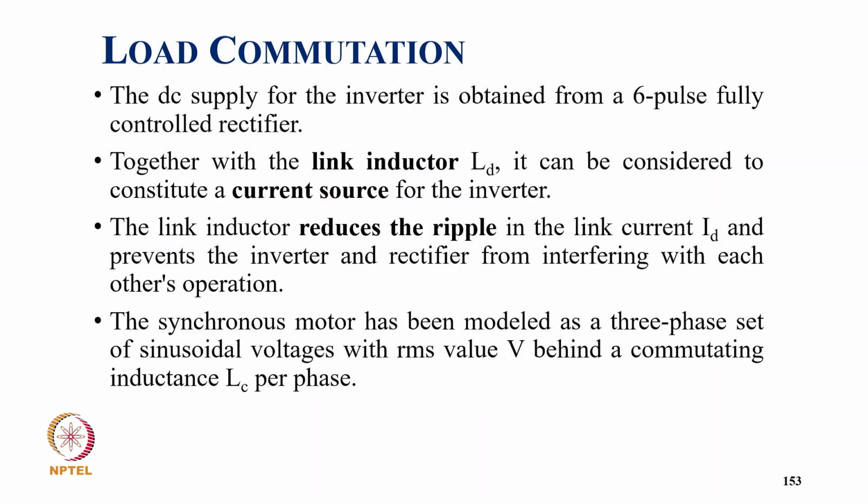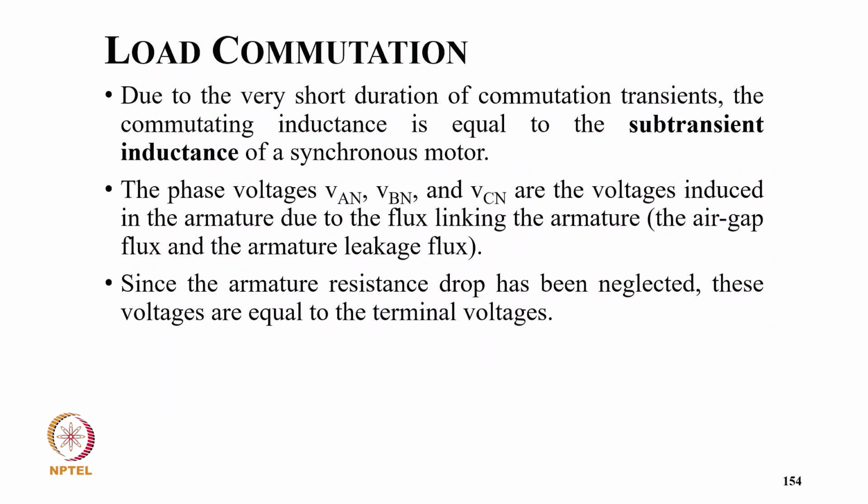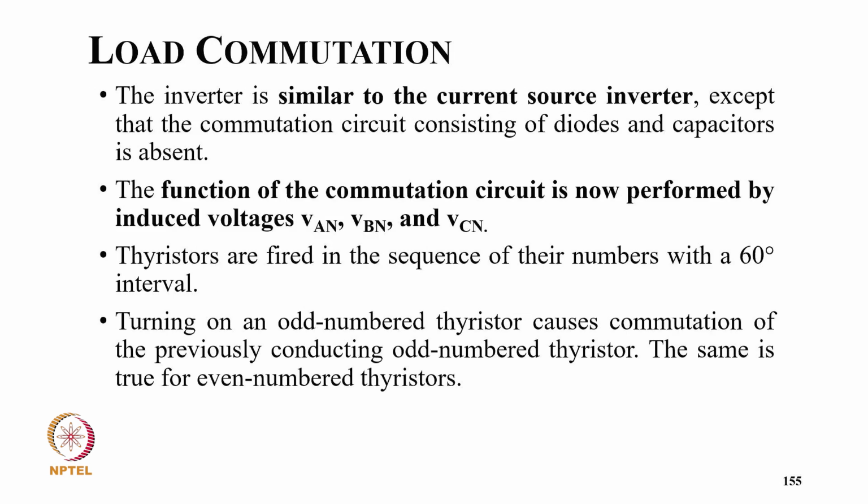The link inductor reduces the ripple in the link current Id and prevents the inverter and rectifier from interfering with each other's operation. The synchronous motor has been modeled as a three-phase set of sinusoidal voltages with RMS value V behind the commutating reactance Lc per phase. Due to the very short duration of commutation, the commutating inductance is equal to the subtransient inductance of the synchronous motor, and the phase voltages Vpn, Vcn are the voltages induced in the armature due to the flux linking the armature, the air gap flux and armature leakage flux. Since the armature resistance drop has been neglected, these voltages are equal to the terminal voltage.